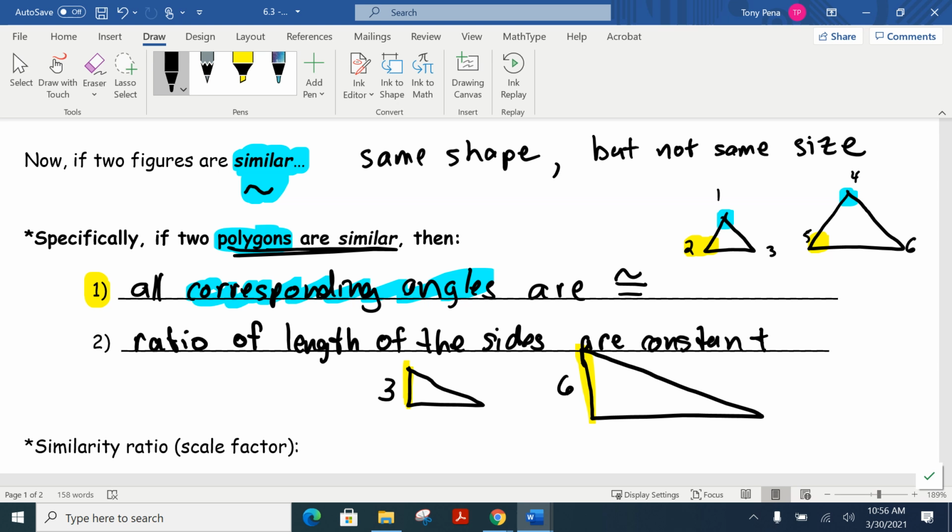Notice how the bigger one is twice as big as the smaller one. So what that would then mean, and this is what this second statement is saying, the ratio has to be constant in all of the sides. So if I then tell you that this is a length of 4, what would this corresponding side's length have to be? 8. Because if this is double, 3 to 6, then the 4 would get doubled to be 8 and 8.